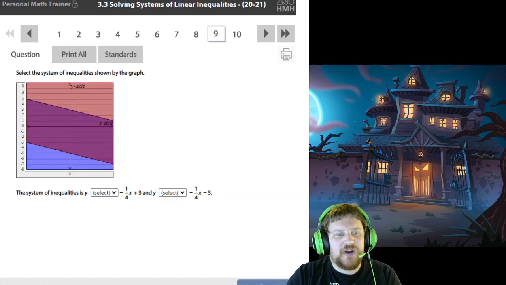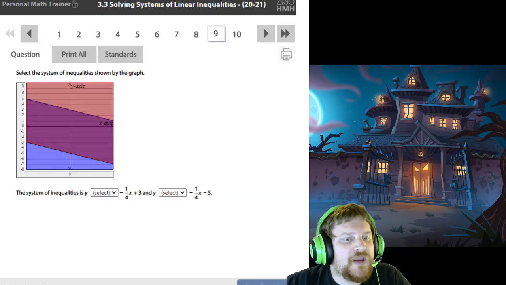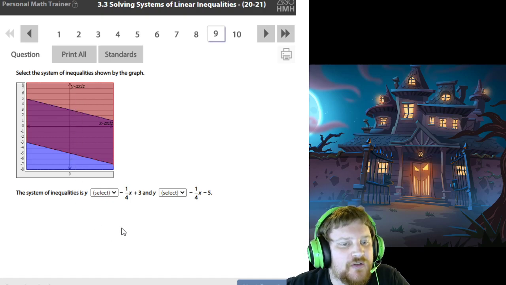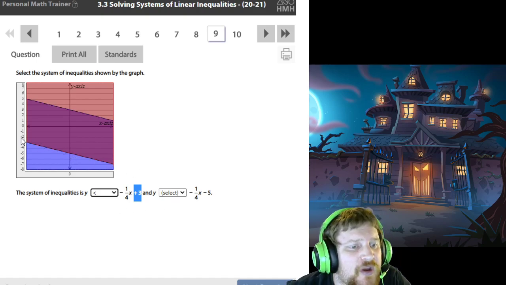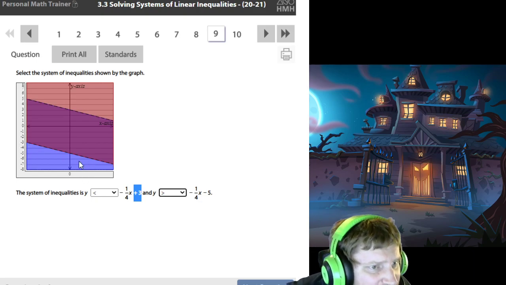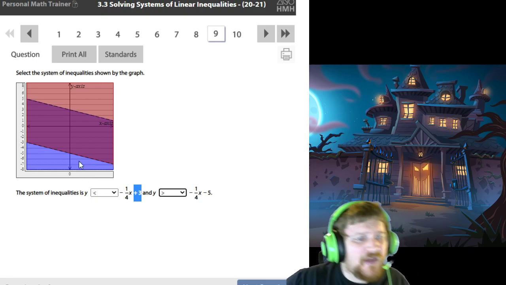Last question, number 9. We need to be above the bottom one and below the top one. So this is plus 3, that's the top one. We are below that, so less than. And it looks dotted to me. And we are above the bottom one, which is greater than, and that one is definitely dotted. Yeah, that looks dotted to me.